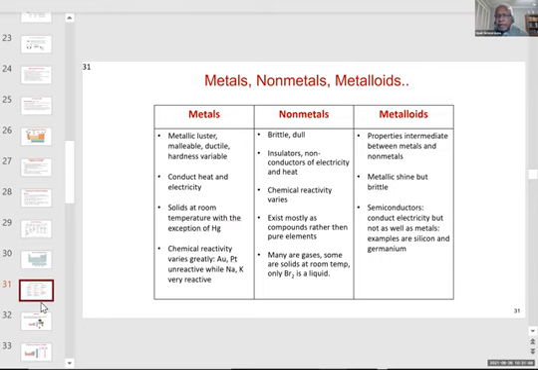Metalloids have intermediate properties between metals and non-metals. Unlike non-metals, they have metallic shine, but they are brittle. They are semiconductors. They conduct electricity, but not as well as metals. Examples are silicon and germanium, which are semiconductors.